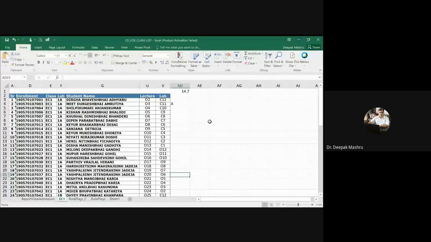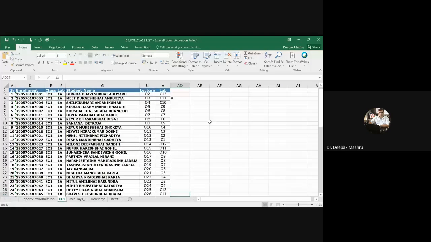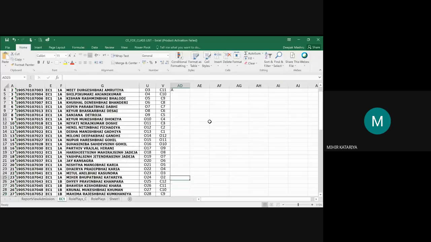Is your number 37 or 30? 33, enrollment number. Yashpal? 33. Okay, who is 37 then? Jai, sir. Jai? Yes. Kansagra. Nishita. Yes, sir. Derya. Yes, sir. Okay, Mithun? Yes, sir. Mihir? Yes, sir. Mithun or Mihir? Mihir. Okay, Mithun is absent.